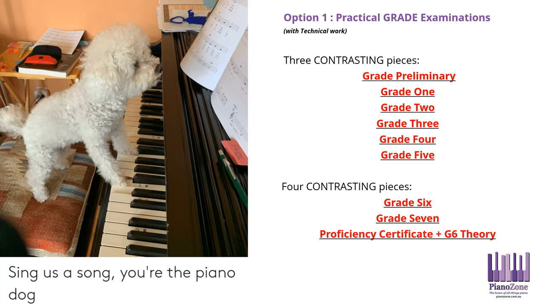For a Guild exam you have two options. Option 1 includes all the extra bits like sight reading, knowledge, technical work and oral, as well as 3 or 4 pieces. Please note that the word contrasting is used. This means that it's not a good idea to present 3 works from the same composer, from the same historical era, or from the same style.